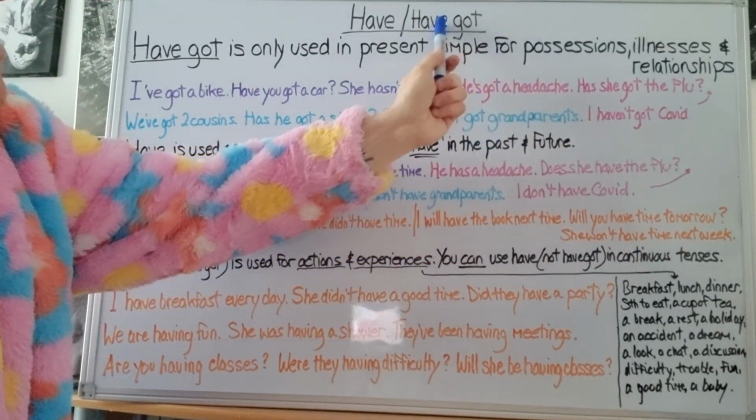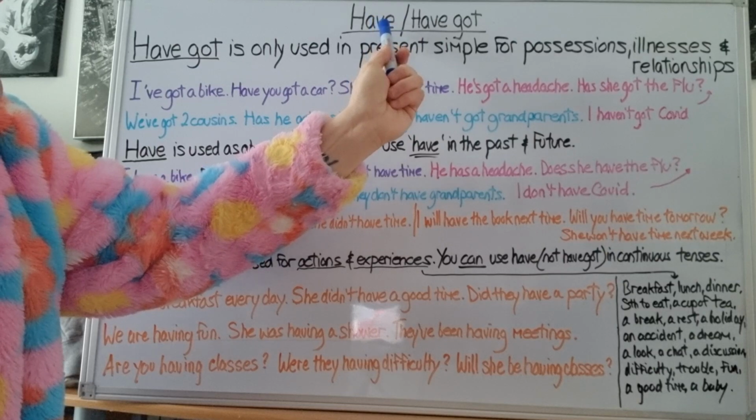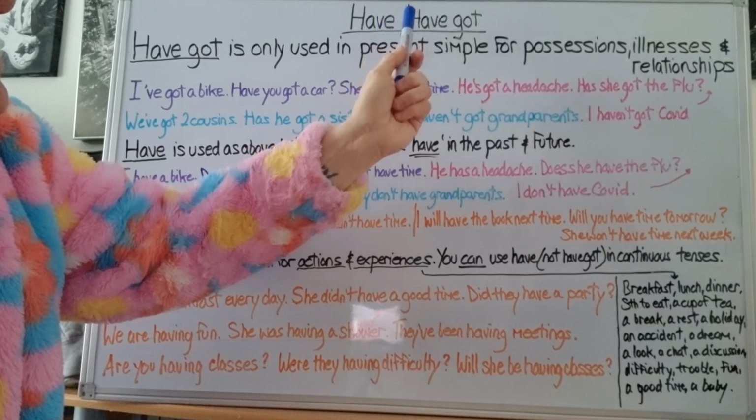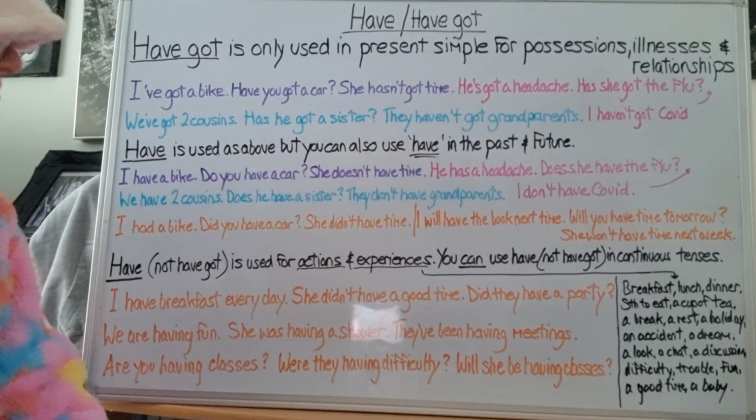So here, auxiliary have, main verb got. Here, auxiliary verb do, does, did, don't, didn't, doesn't, main verb have. Okay? Very clear.